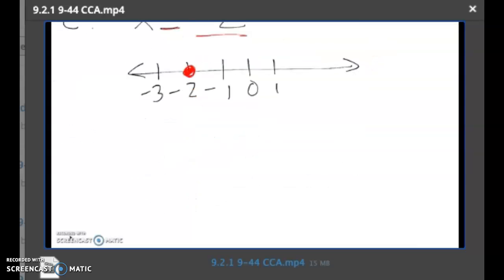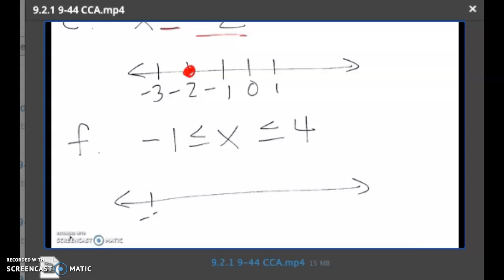Okay, problem F. Now we have -1 is less than or equal to x is less than or equal to 4. Okay, get my number line set up. In this problem we have two boundary points. We've got one at -1, so I'm going to put a circle there, and we have one at 4, so I'm going to put a circle there. And now I need to decide if I'm going to fill in those circles. Since these both have the equal to line underneath the inequality, I'm going to fill them in.